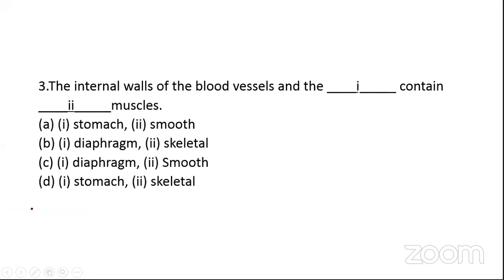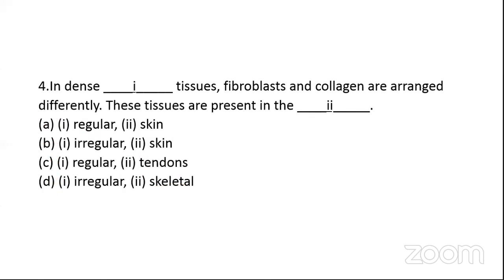Then, internal walls of blood vessels and blank contain blank muscles. Think and answer. So it is internal wall of stomach contains blood vessels. Why? Because stomach is an organ which has smooth muscles in it. So diaphragm is wrong. Stomach and skeletal, no chance at all. So it is wrong. Next.